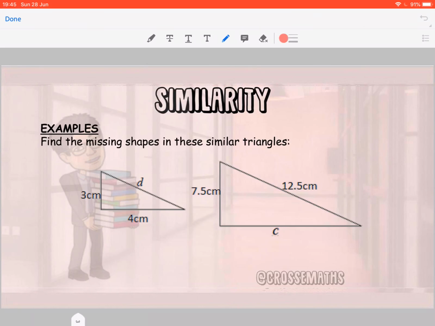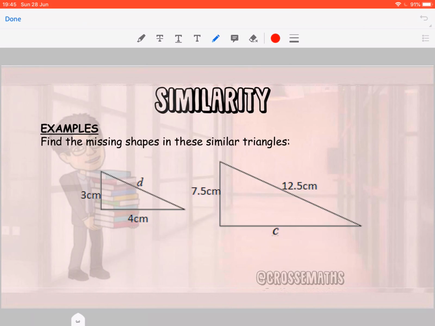Right then, so similarity. What similarity means is two triangles are similar if all the angles are the same and one is just a lot bigger than the other one, or one is just a lot smaller than the other one. They're similar shapes, so they look similar, but one is just a lot bigger. Usually it means one has been stretched by a certain amount.